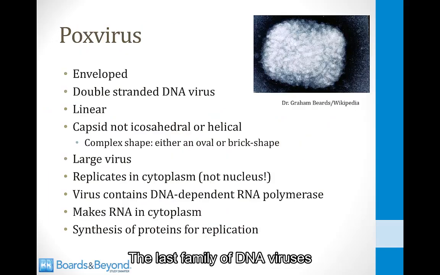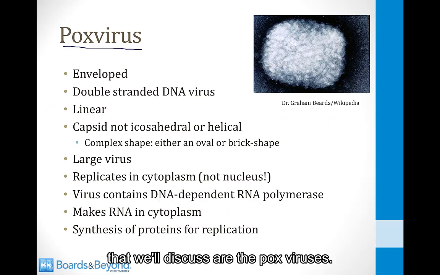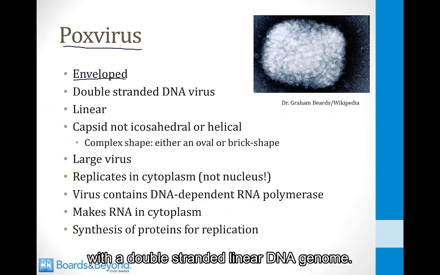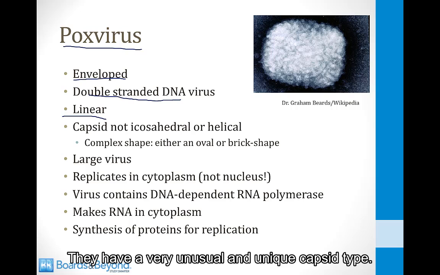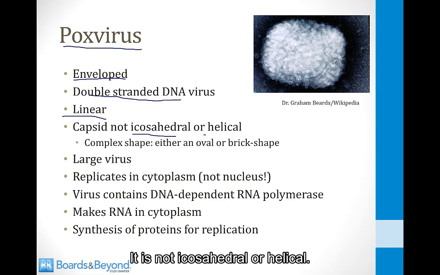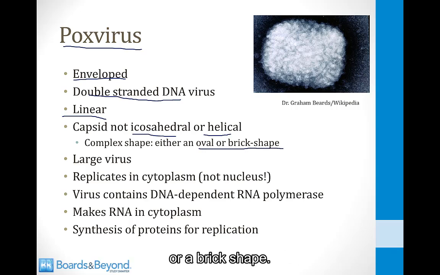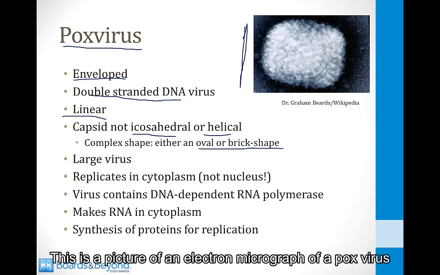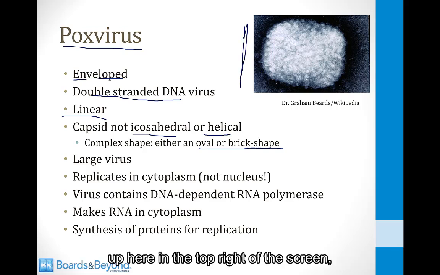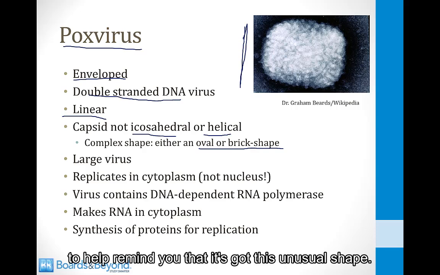The last family of DNA viruses that we'll discuss are the pox viruses. These are enveloped viruses with a double-stranded linear DNA genome. They have a very unusual and unique capsid type. It is not icosahedral or helical. It has a complex shape that's described as either an oval or a brick shape. This is a picture of an electron micrograph of a pox virus up here in the top right of the screen to help remind you that it's got this unusual shape.